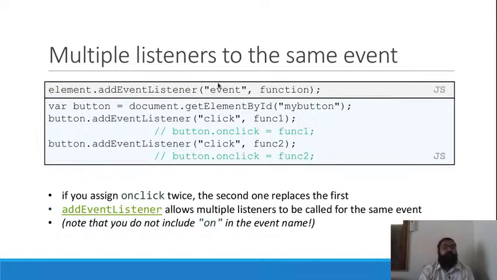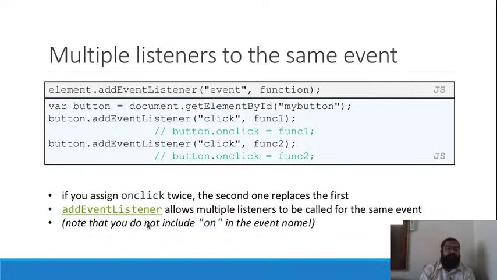For some particular event, you are associating a particular function with an element. Let's say there's an element called button. That's an object created by getting the element by id myButton, and then button.addEventListener('click', function1), button.addEventListener('click', function2). If you assign onclick twice, the second one replaces the first. addEventListener allows multiple listeners to be called for the same event.